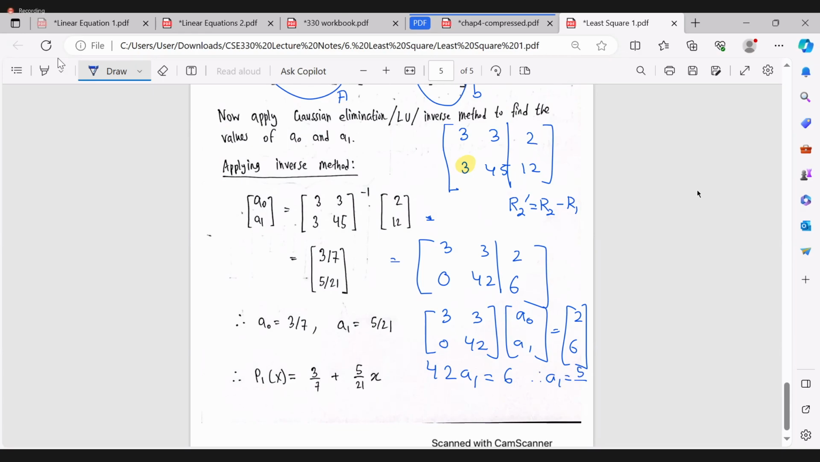10, not 2, it will be 10. Yes yes, that's why I was writing 6, I got confused while doing this. Yes, so 10 by 42, which is 5 by 21, and 3a naught plus 3a1 is equal to 2. From there you will find a naught. So this is how you can find out a naught and a1.